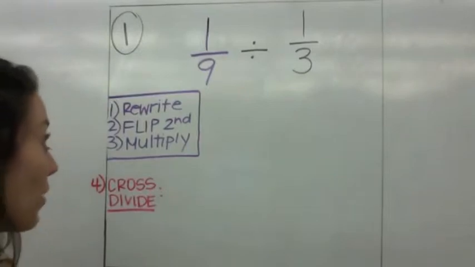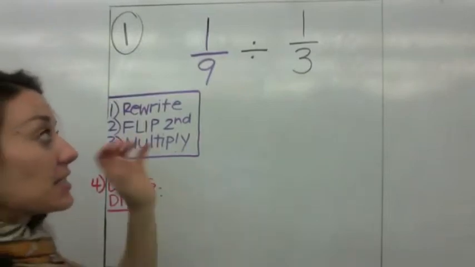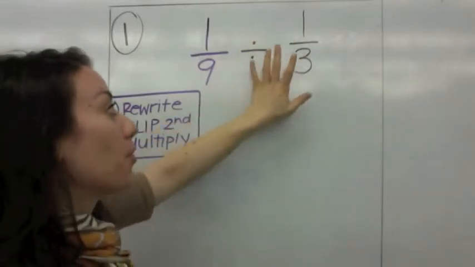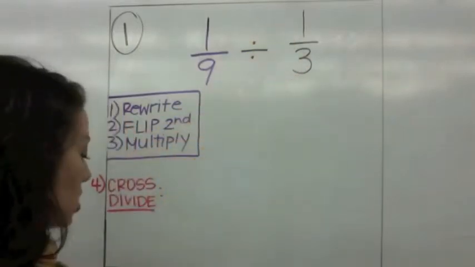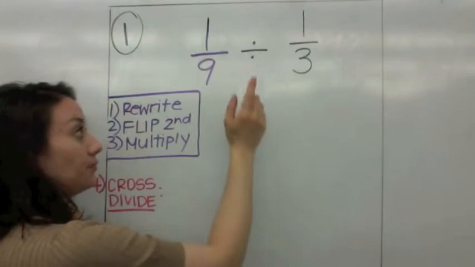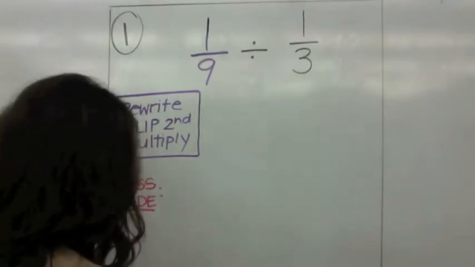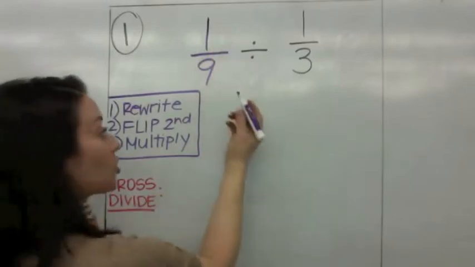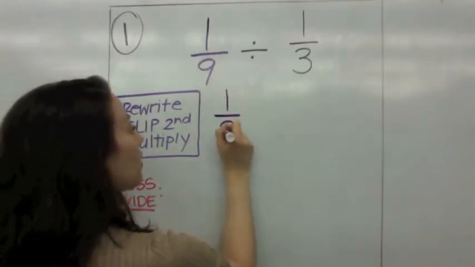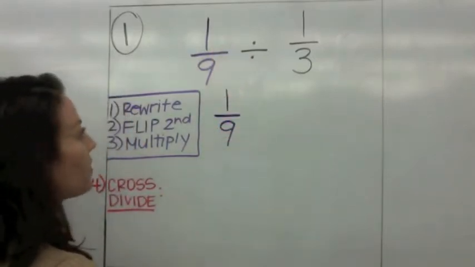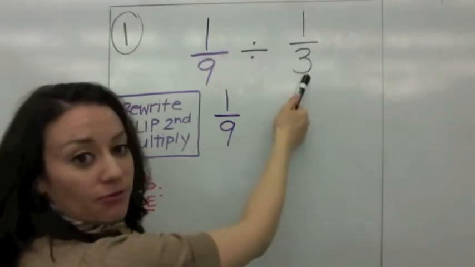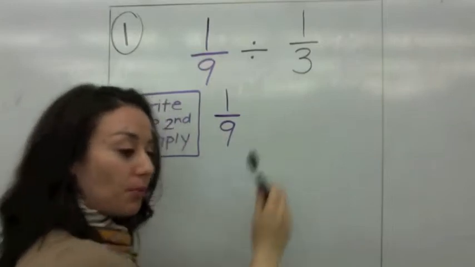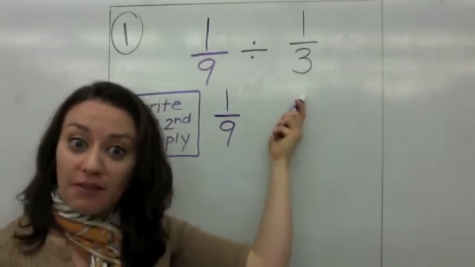Okay, so you're going to read and write the first example with me. It says 1/9 divided by 1/3. Okay, so if we want to divide fractions, the first step that we do is we rewrite the first fraction. What's the first fraction? It is 1/9. Okay, then we're going to take the second fraction, and we're going to multiply by the reciprocal, or we're going to flip the second fraction.